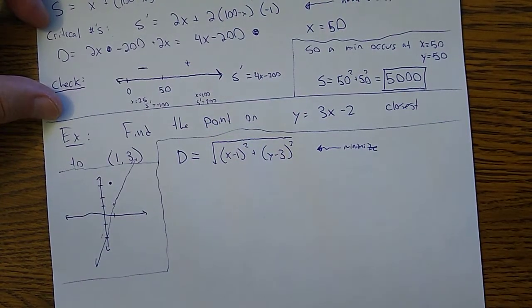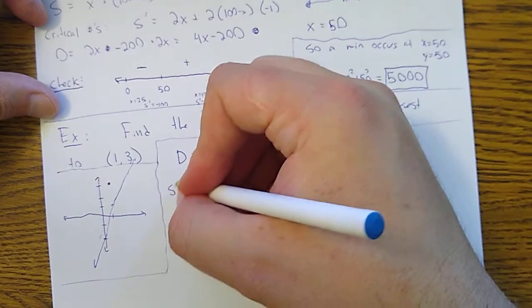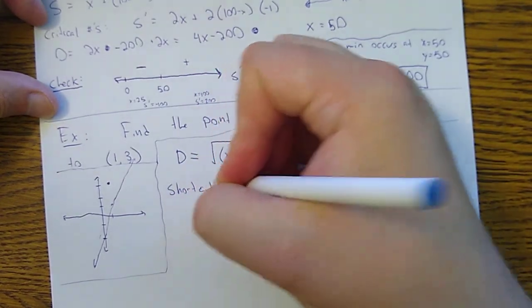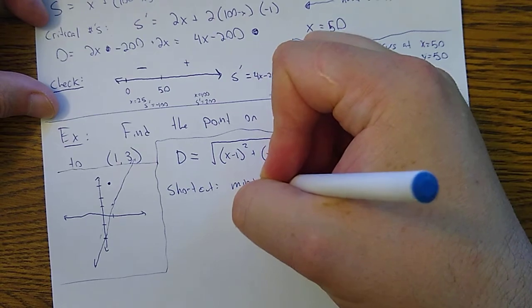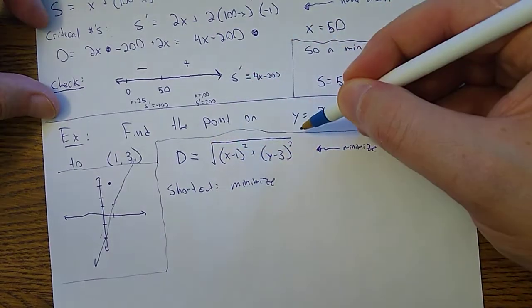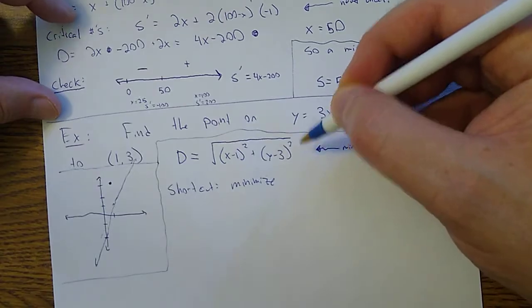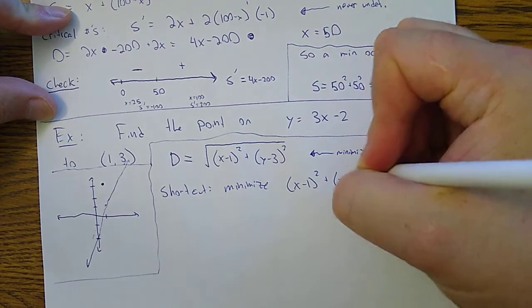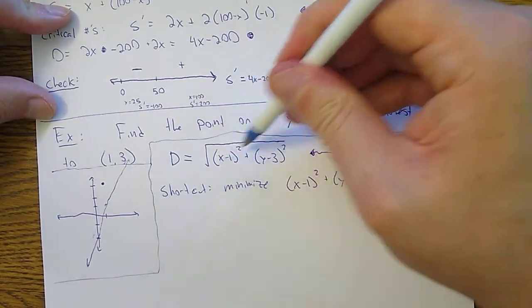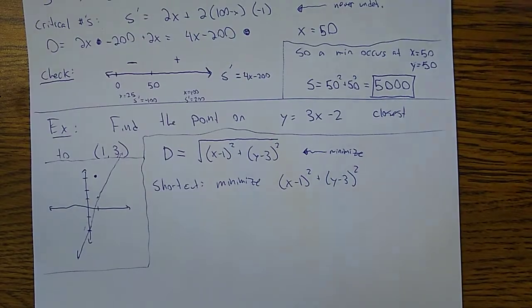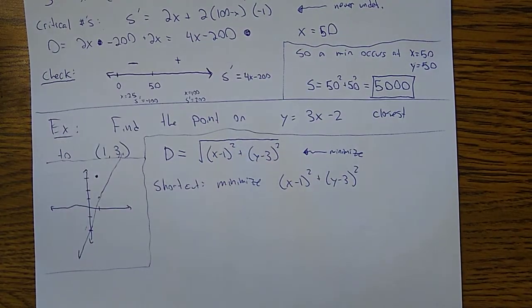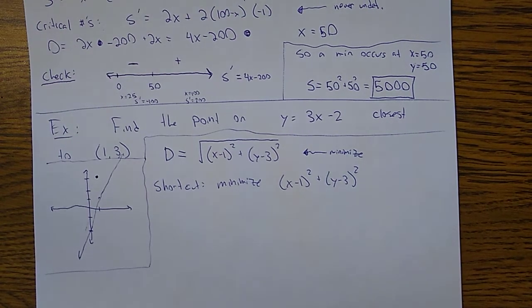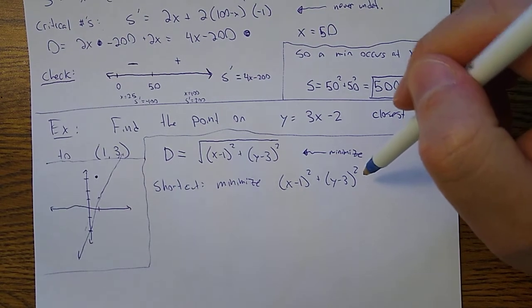So first of all, let me just have a shortcut. If I want to minimize the square root of something, what I can do is just minimize what's underneath the square root. If I make the number underneath the square root as small as possible, that's going to make the square root itself as small as possible. The square root of a bigger number just gets bigger. The square root of a smaller number just gets smaller. So this will make my life a little bit easier.